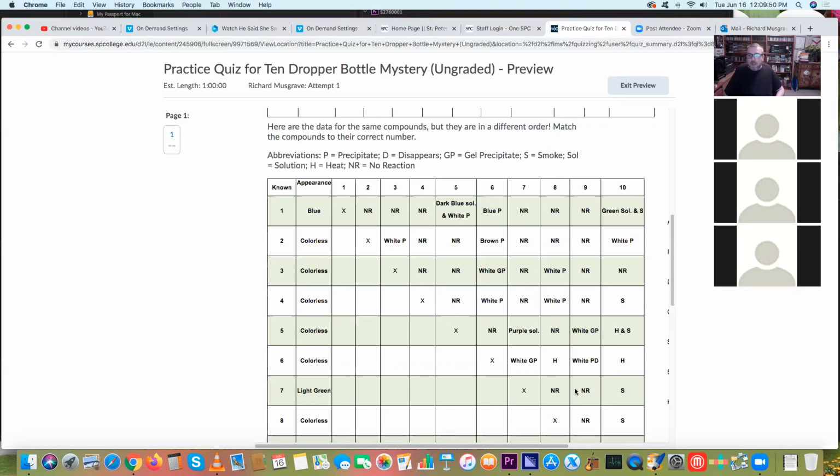Does anybody here have any questions about what they need to do for the 10-drop-a-bottle mystery? Well, that's pretty much all I wanted to cover today. Does anybody have any other questions about any lab type stuff that you want to talk about at this point?